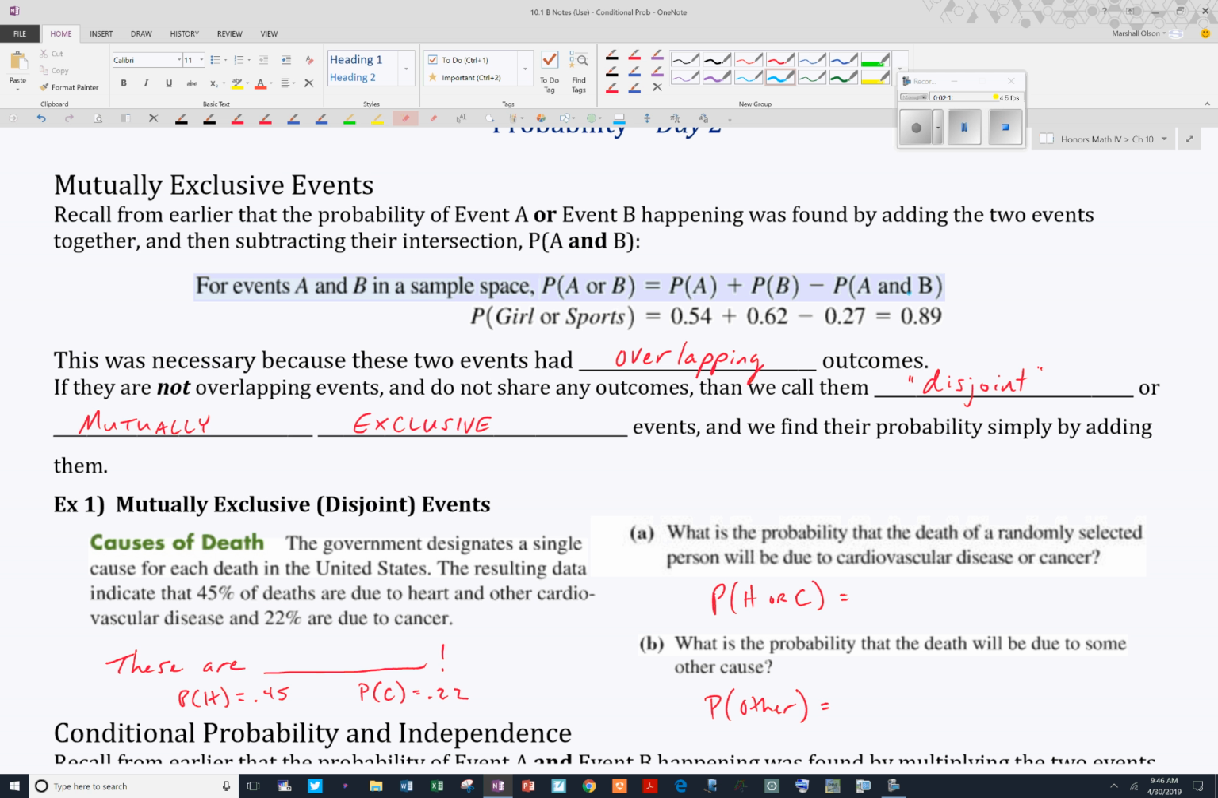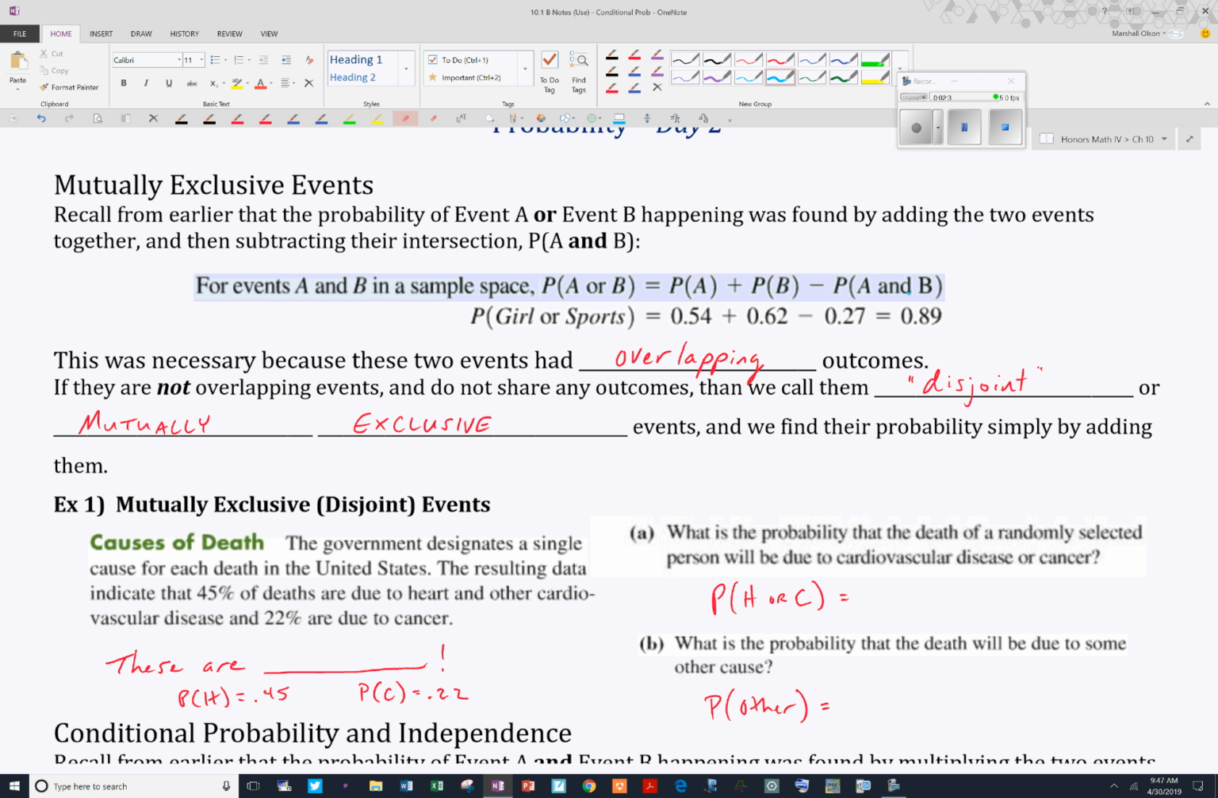Okay, so what we call these events then are, well, they're not disjoint or they're not mutually exclusive, since they shared outcomes. If two events do not share any outcomes, so picture a Venn diagram with two circles that aren't even touching, which we don't really ever draw, right, because it doesn't make much sense. But if there are no shared outcomes, then we call these mutually exclusive events.